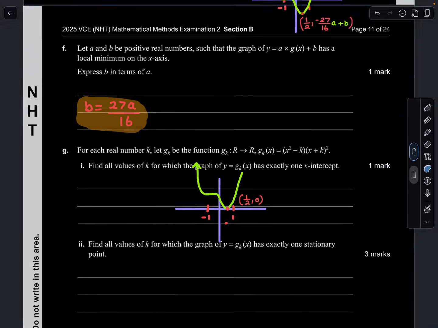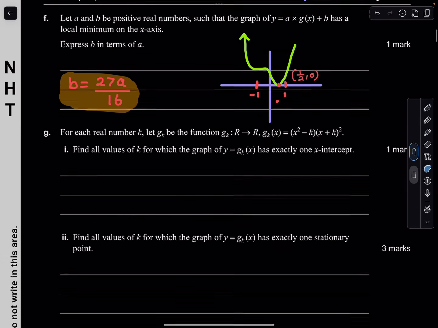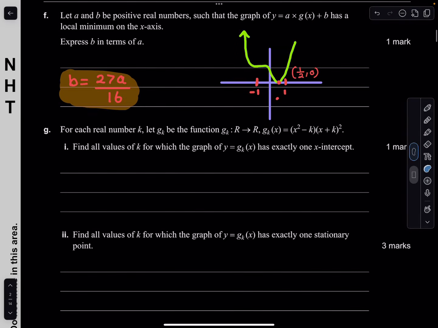Next question. I'm going to put that back here. Okay, next question. For each real number x, let g_k be a function where g_k is this, so it has a domain of all reals. Okay, so it's basically similar to the other function. Find all values of k for which the graph of y equals g_k of x has exactly one x-intercept. Okay, not too bad.